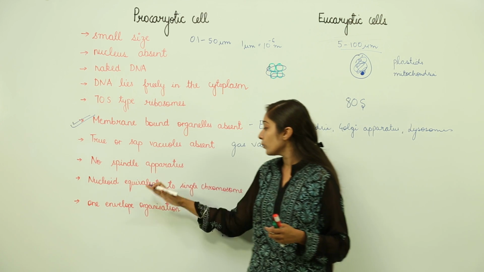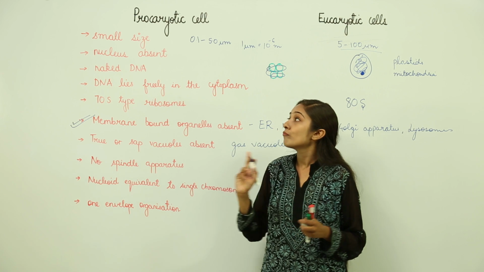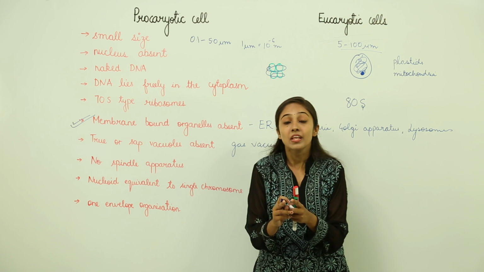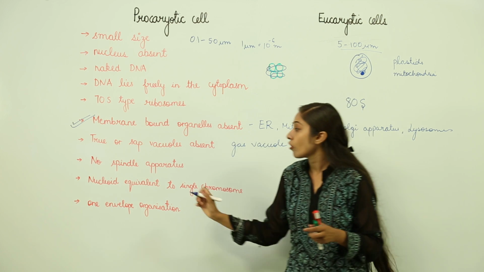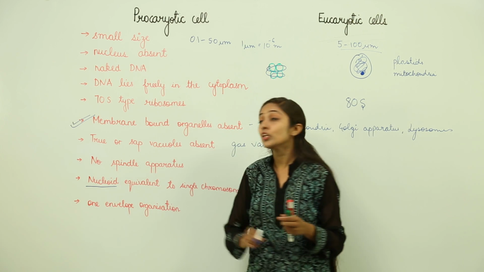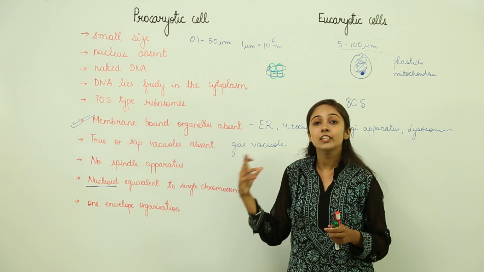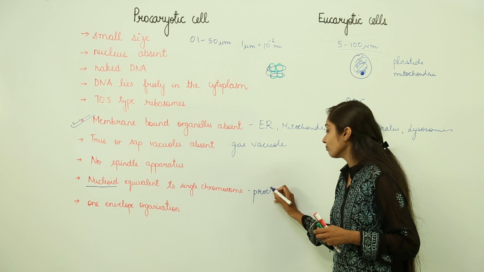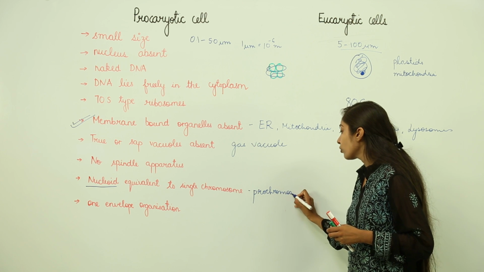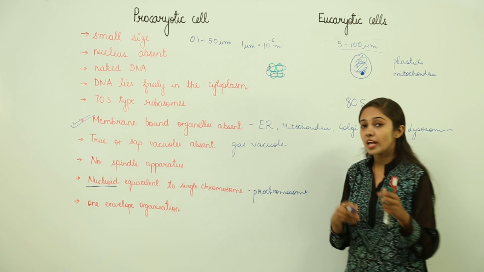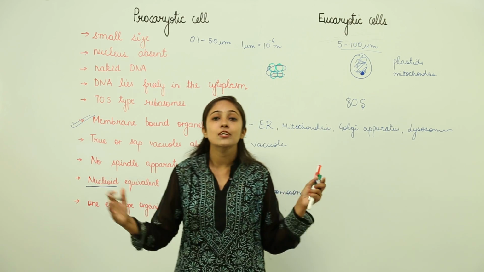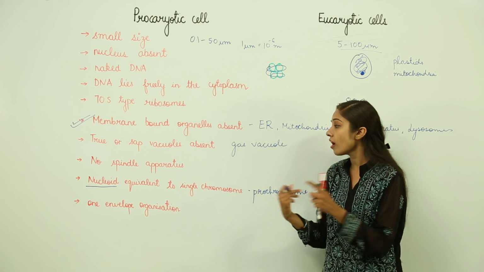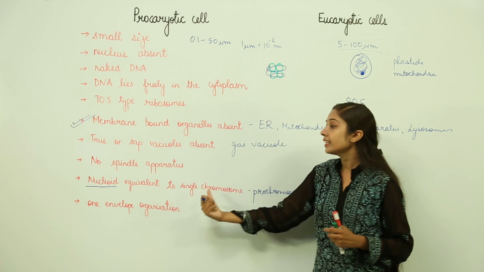Then we have a nucleoid equivalent to a single chromosome. Now the naked DNA that is lying in the cytoplasm is also known as what? It is also known as nucleoid. And this nucleoid is equal to a single chromosome, which we also call a prochromosome. Right? So that naked DNA which lies freely in the cytoplasm is known as nucleoid, or you can also call it a prochromosome. Why do we call it a prochromosome? Because this nucleoid is equivalent to a single chromosome.